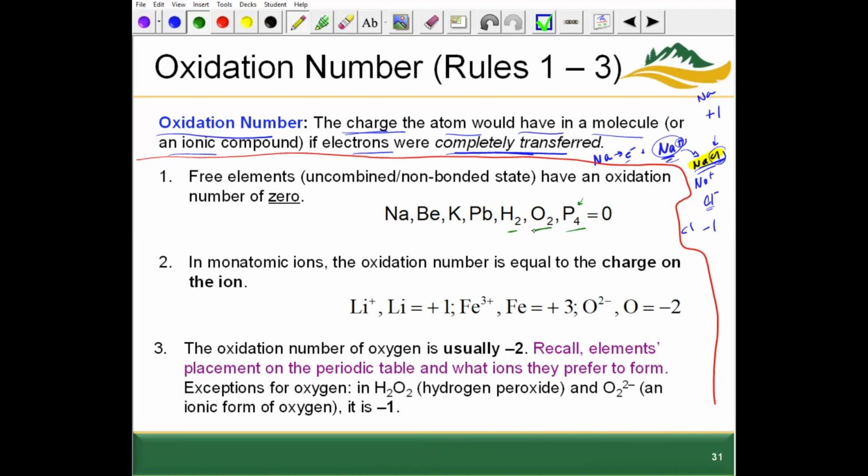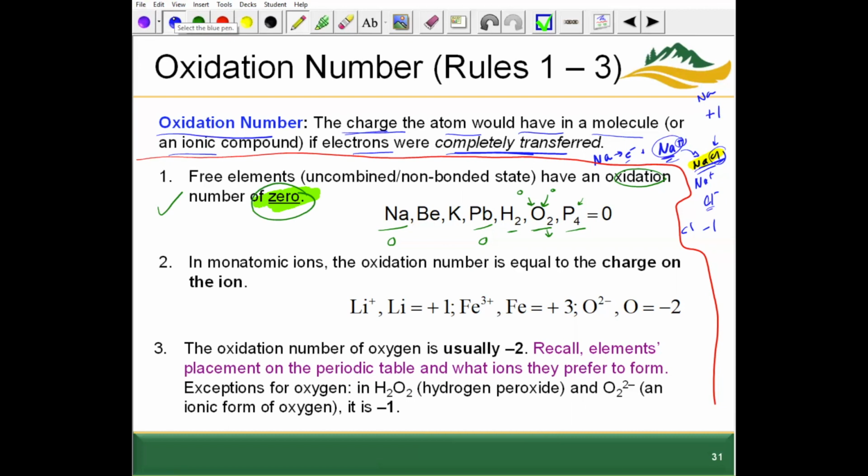When these are free elements that are uncombined or not combined with anything else, they have an oxidation number of 0. So just sodium on its own, oxidation number of 0. Just lead on its own, as a metal, for example, oxidation number of 0. Just oxygen gas on its own, each of the oxygen atoms has an oxidation number of 0. So that's rule number 1. If we have any free elements, always their oxidation number is just 0.